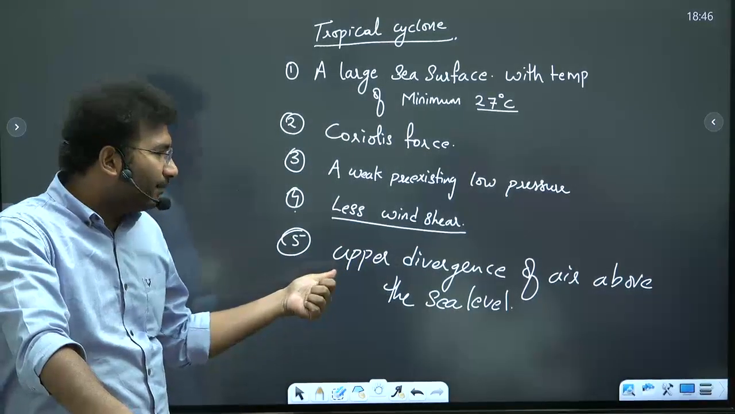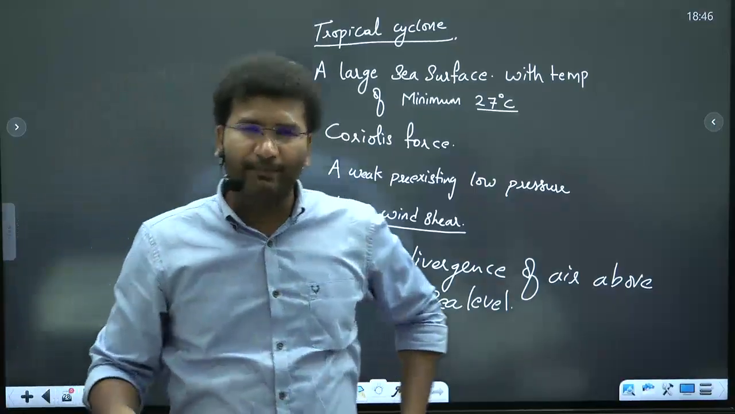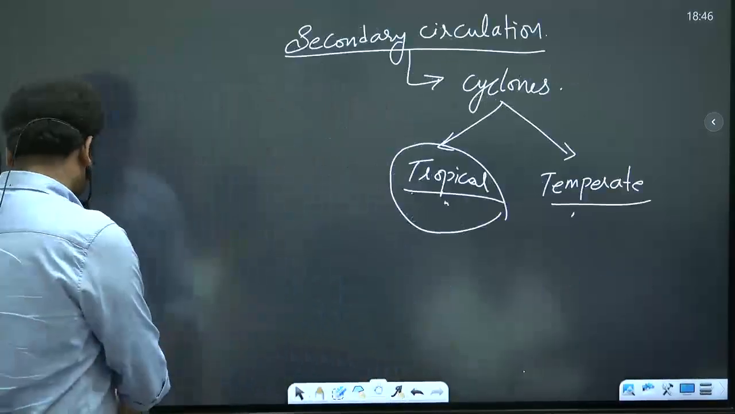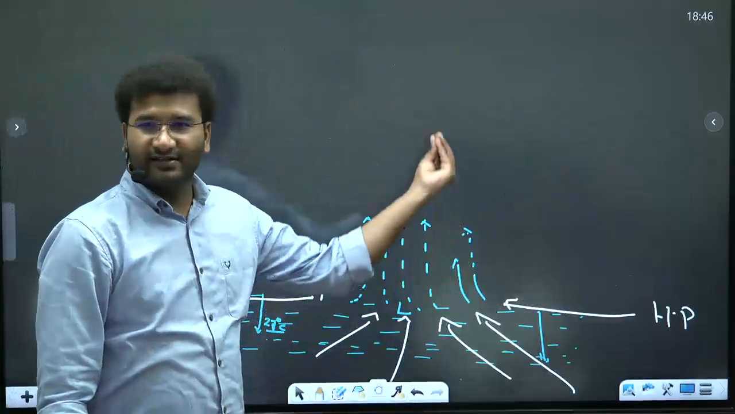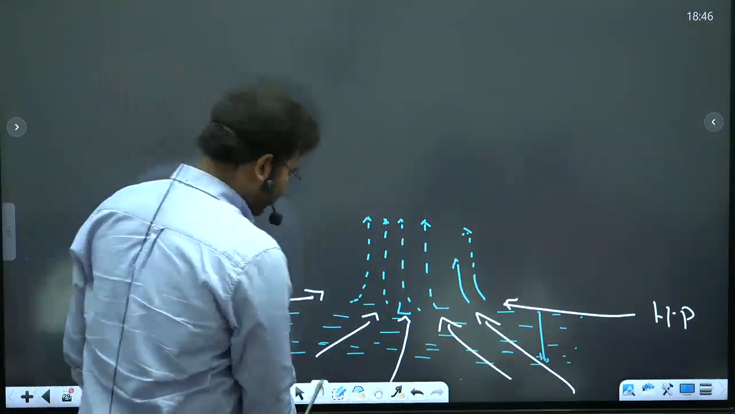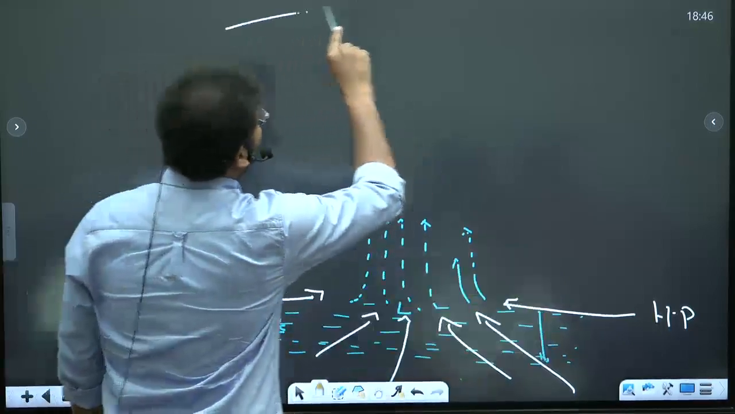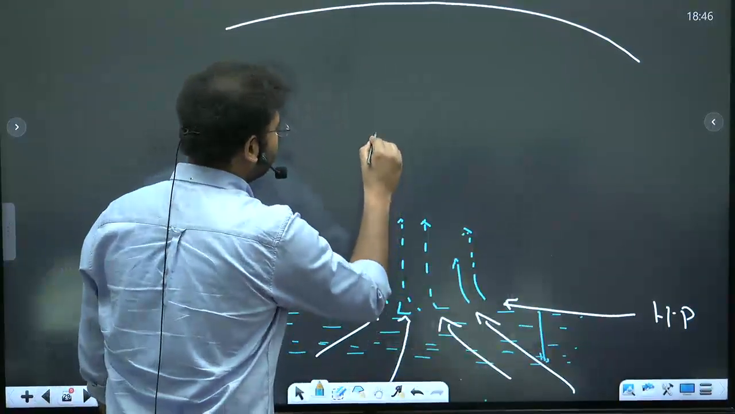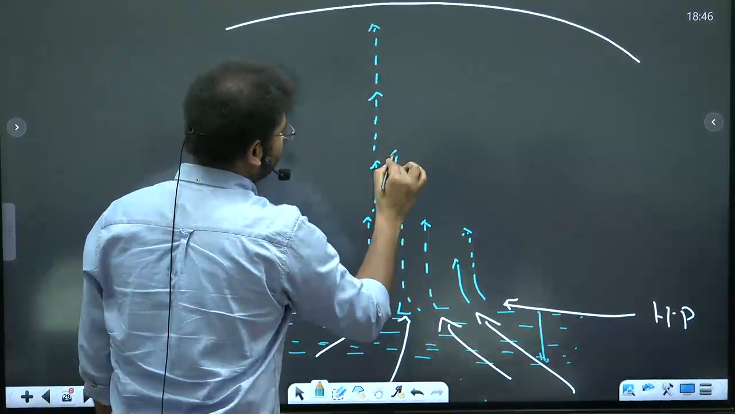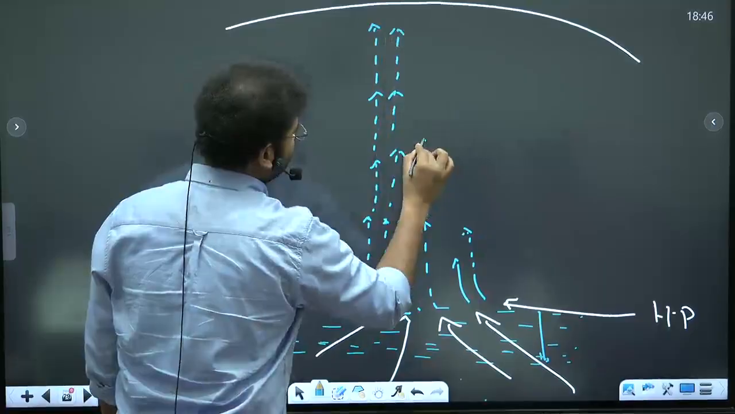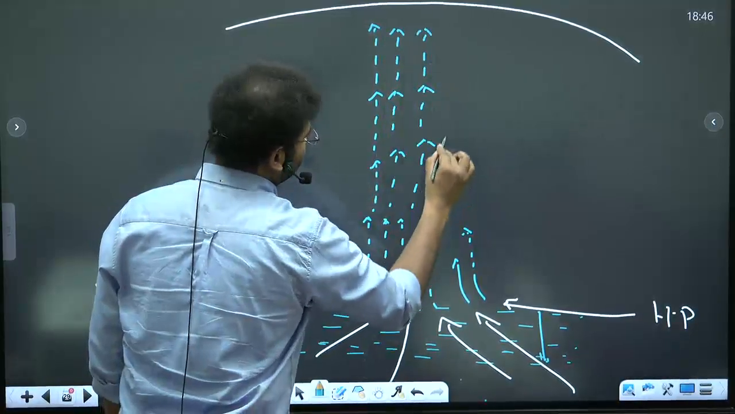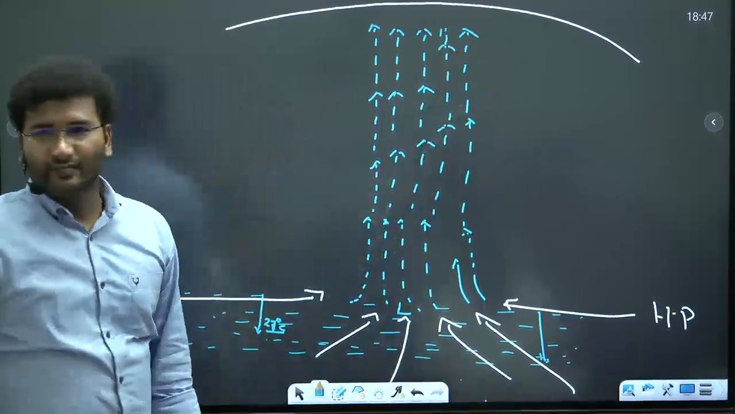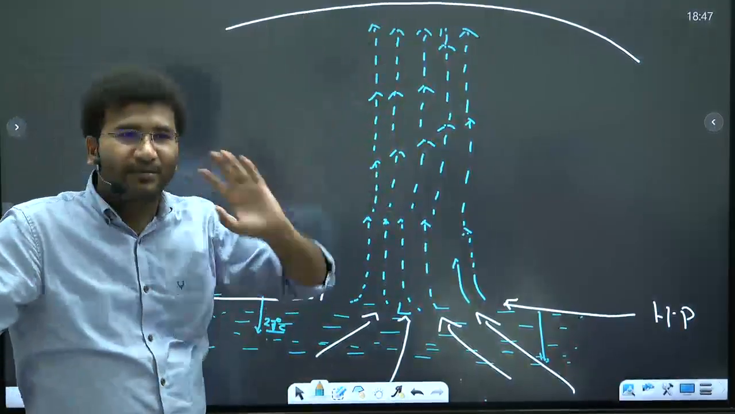And the last one is upper divergence of air above the sea level. Now what do you mean by upper divergence of the air above the sea level? See, suppose the air that is rising, and this air has reached the height of the tropopause. Just imagine that the air is not diverging. What happens?